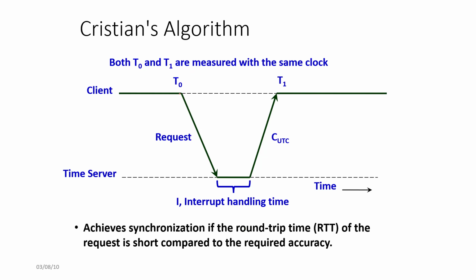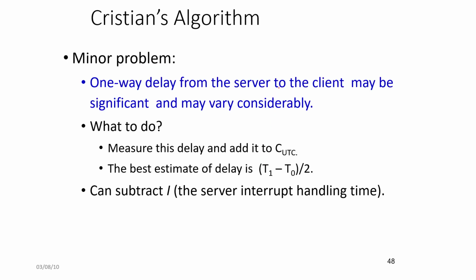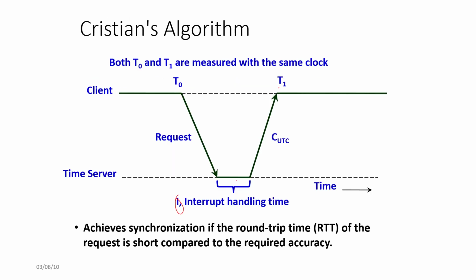So let's take a look at this. We have the client, we have the time server, it sends a request. The time server processes the request and then it sends the response, right? So if the round trip time is short, whatever is the time here can be set to the time at the client, but typically the round trip time will not be that short. So what we need to do is measure, or get an idea of, the delay between the client and the server. So this is not hard.